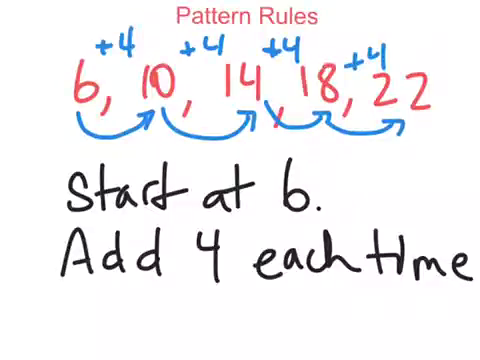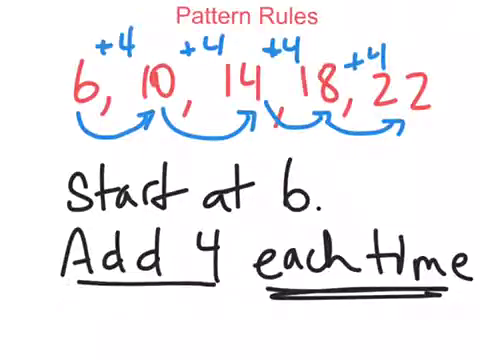That's really important. Because if you just say add 4, and you didn't write each time, start at 6, add 4, this is what your pattern would look like. 6, 10, and then you'd stop. But by saying each time, you keep going over and over. Add 4 each time, so over and over and over again.